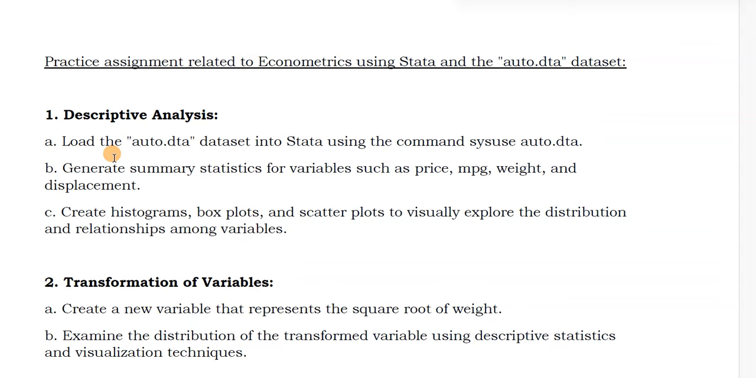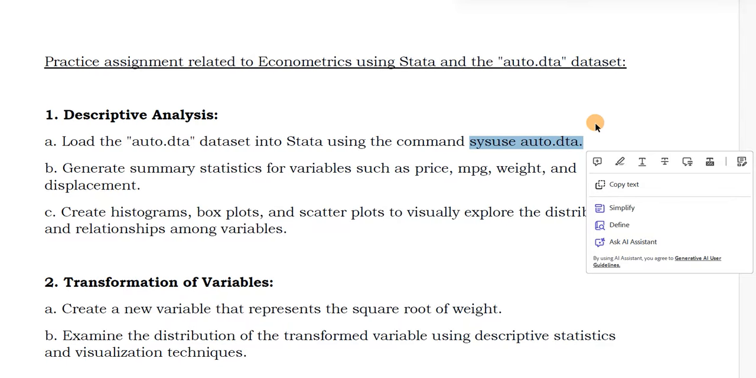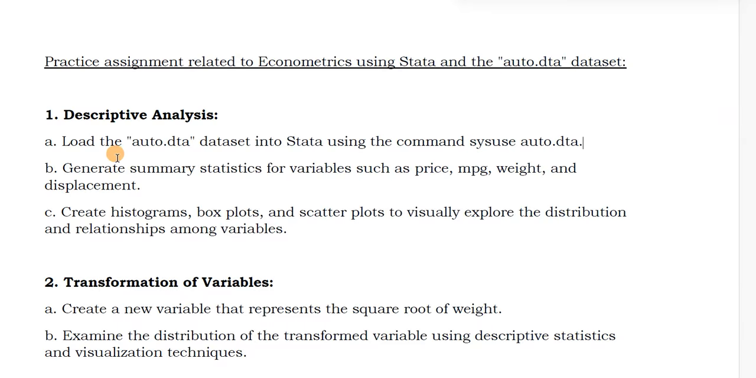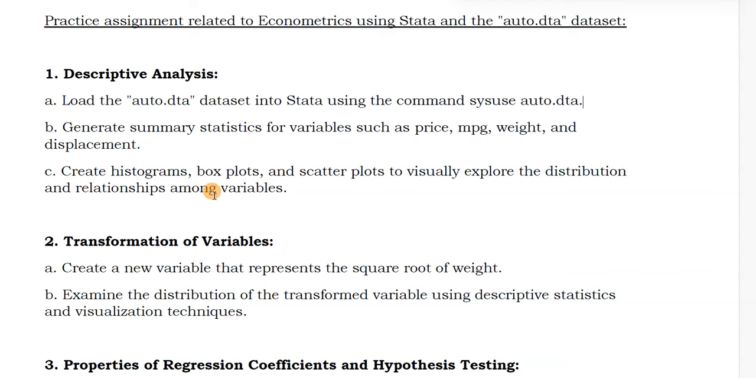First of all, you will reload the data, and the data is called auto.dta. It is within the example data sets within Stata that I have shown previously. And you can also use the command sysuse auto.dta, and you can generate summary statistics such as price, MPG, miles per gallon, weight, and even displacement. And I create some histograms, box plots, scatter plots to visualize and explore the distribution and some relationships among the variables.